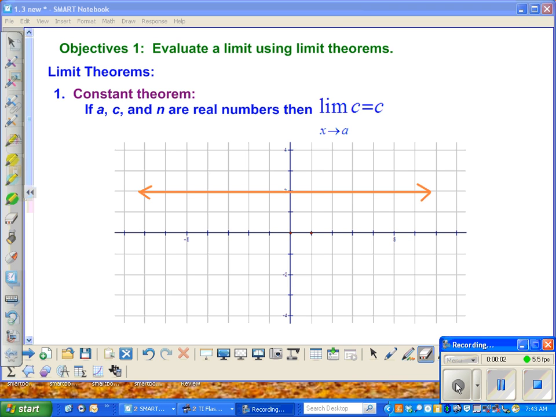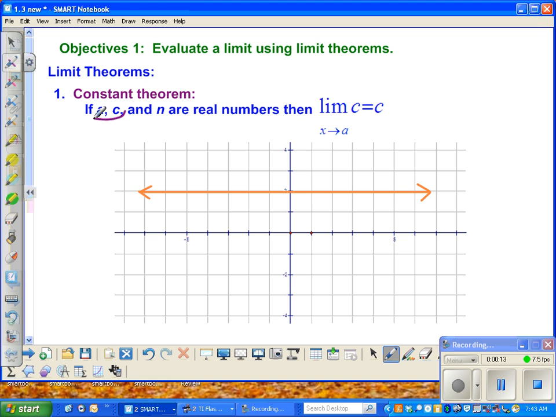All right, so we're going to evaluate limits using theorems. This is our bridge from the graph perspective to our algebraic perspective. So we have A and C that are real numbers. So the limit of C, where C is a number, they're saying is C. And an example that's not abstract would be the limit of 3 as x approaches 4. And they're saying that that limit will be 3.